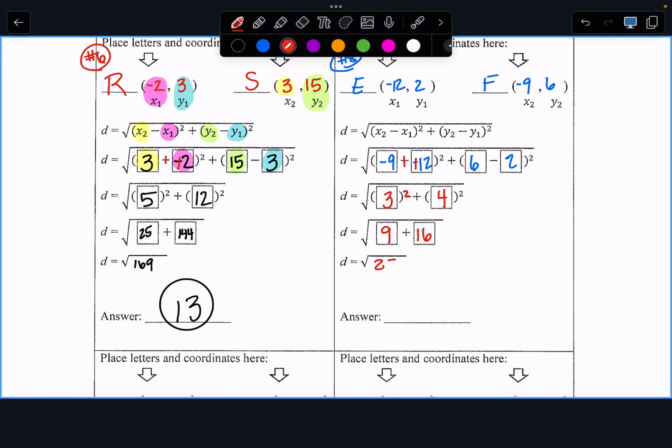Ooh, so we have the square root of 25, which we can write as 5. Sometimes we're going to get rational numbers. Sometimes we're going to have to leave them irrational under the square root. Okay?